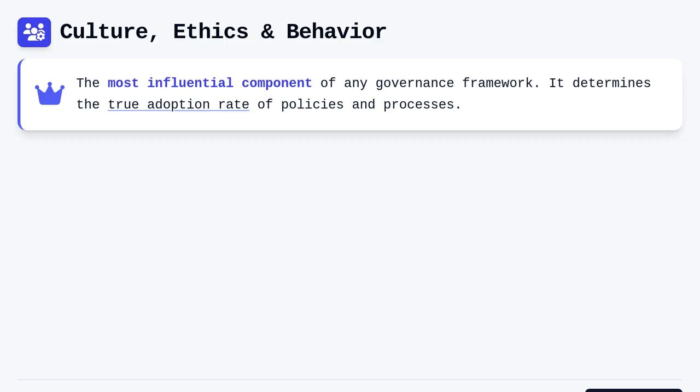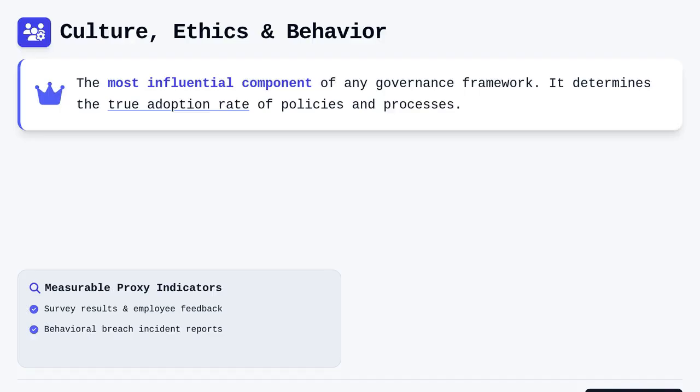The most abstract, yet arguably the most influential, component is culture, ethics, and behavior, which often determines the true adoption rate of any governance framework. Assessing this component involves looking for measurable expressions of values, such as the consistent application of ethics policies, the transparency of communication, and the visible commitment of executive leadership. Because culture is soft, we must use proxy indicators like survey results, incident reports involving behavioral breaches, and the consistency of managerial responses to policy violations.